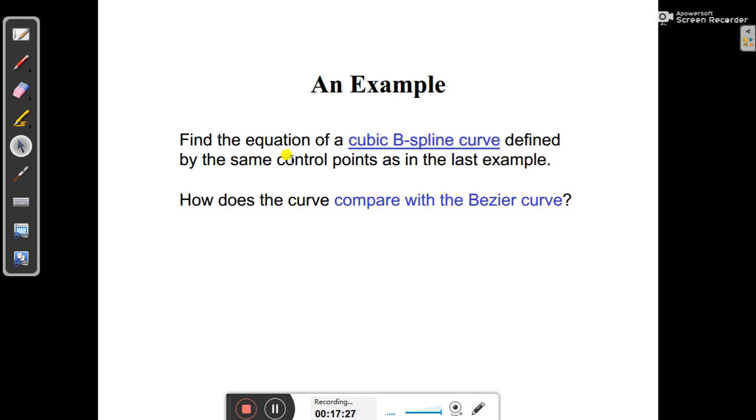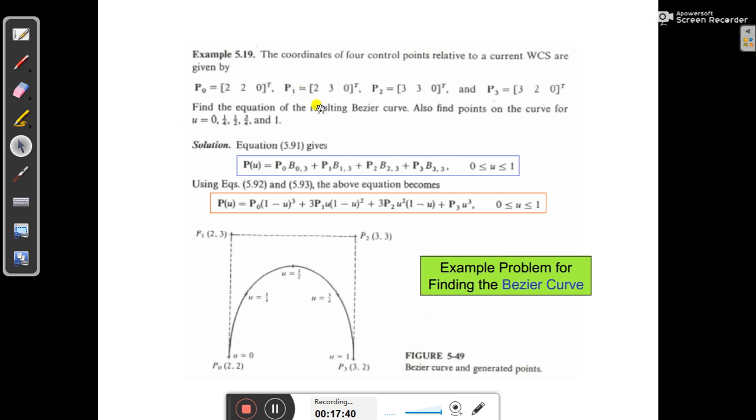Find the equation of a cubic B-spline curve defined by the same control points as in the last example. How does the curve compare to the Bezier curve? We'll go through an example right now. The coordinates are given as in the Bezier curve: P0, P1, P2, P3. Find the equation of the resulting Bezier curve that we have done in the Bezier curve example. Also find points on the curve for the given u values.